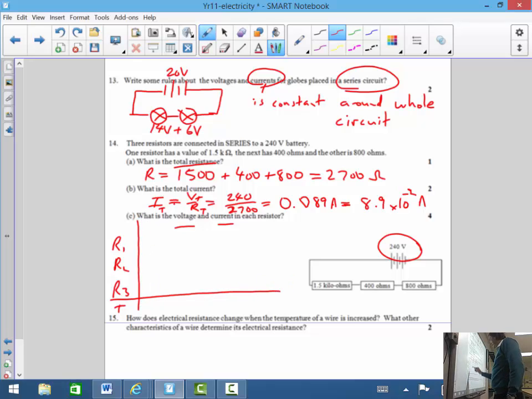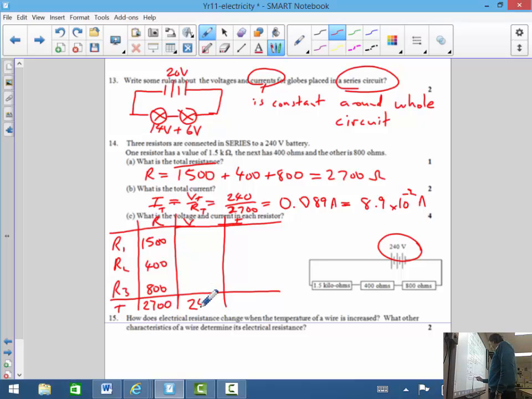Just to sort of show this setting out again. R, I: you've got a 1,500, a 400, an 800. We've got the totals again, so we've got 2,700 ohms. We worked out the current already, as well as the voltage here, so we had 240 volts, 8.9 by 10 to the minus 2 amps.